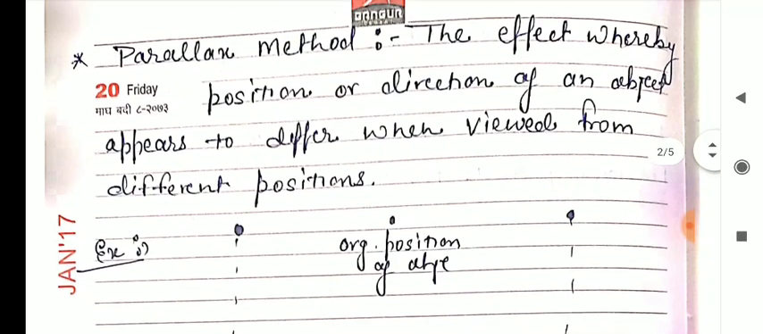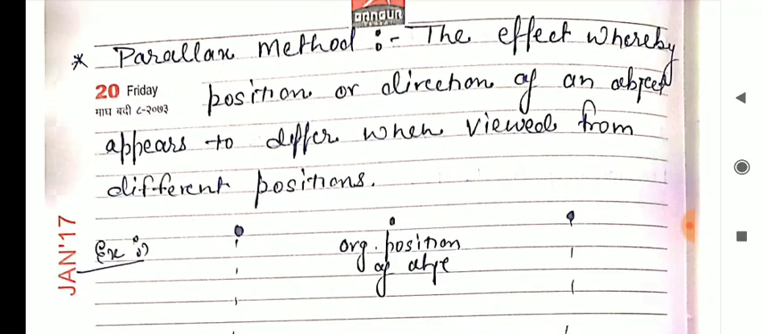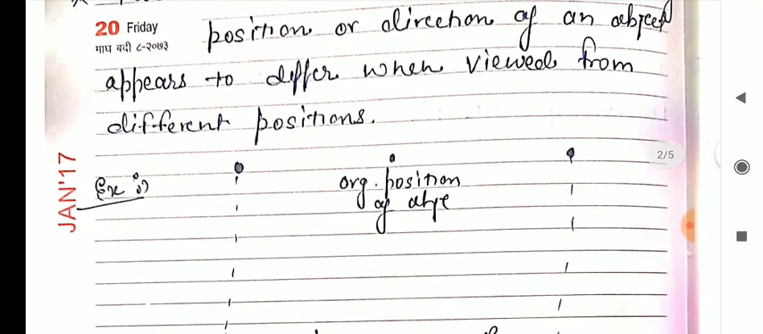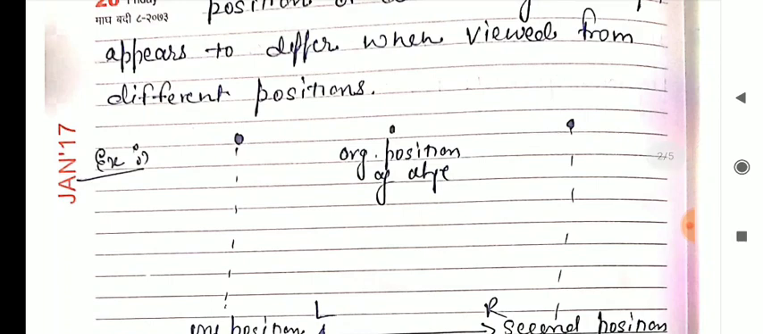Now we'll talk about the definition of parallax. The effect whereby the position or direction of an object appears to be different when viewed from different positions is defined as parallax. When you use this method to calculate distances, that method is defined as the parallax method. Simply, the relative shifting in the position of the object from two different positions is defined as parallax.